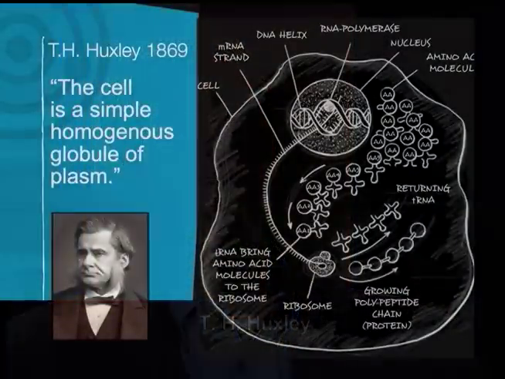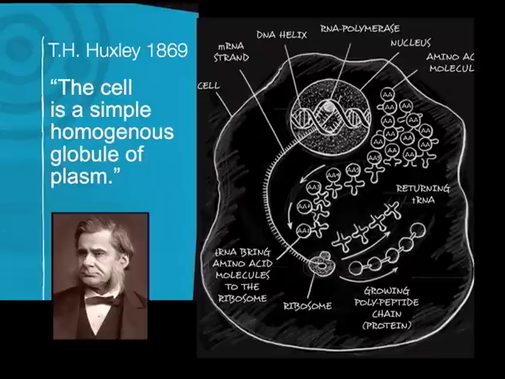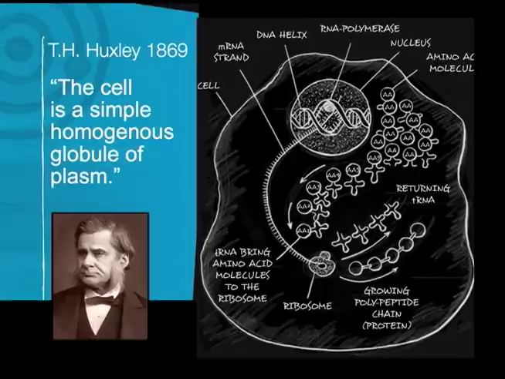And Huxley put it in a colorful way. He said that the cell is a homogeneous glob of undifferentiated protoplasm. It's like Jell-O or something, some goo. But it didn't stay that way long.